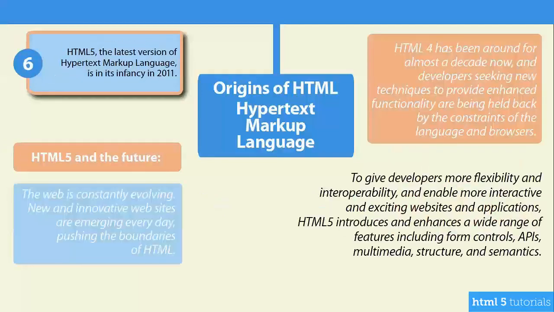The World Wide Web Consortium meets regularly to discuss and set standards for One Web, which includes desktop, mobile, and print. HTML5, the latest version of Hypertext Markup Language, is still in its infancy here today in 2011. HTML4 has been around for almost a decade now, and developers seeking new techniques to provide enhanced functionality are being held back by the constraint of language and browsers. So to give developers more flexibility and interoperability, and enable more interactive and exciting websites and applications to be created, HTML5 introduces and enhances a wide range of features, including form controls, APIs, multimedia, structure, and semantics.